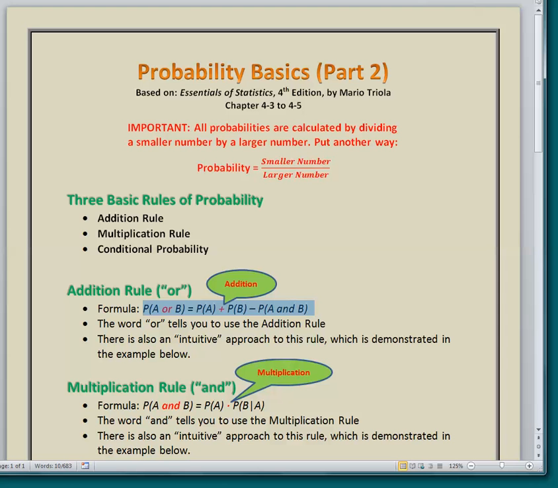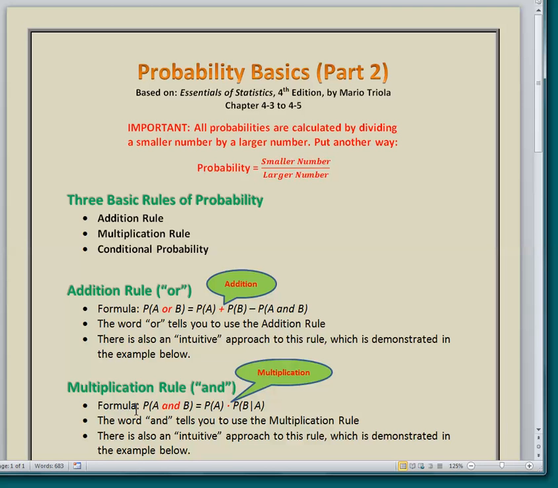The next rule is the multiplication rule, and you'll notice here we have the word and. When you see the word and in a problem, and sometimes it's kind of buried, and we'll talk about that a little bit, that means we can use the multiplication rule. But we don't always have to use the multiplication rule. We'll talk about that as well.